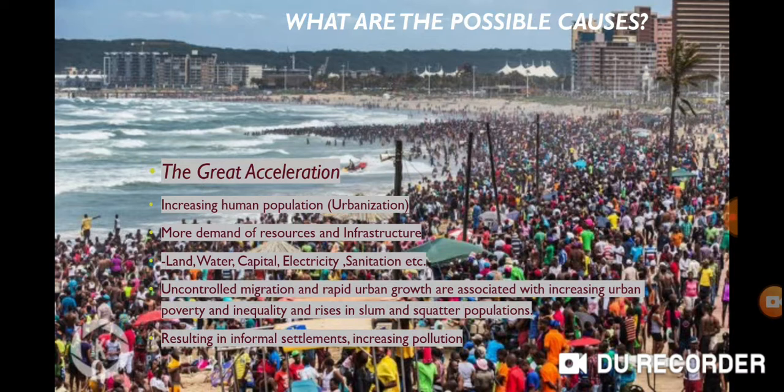It also leads to uncontrolled migration and rapid urban growth, which is associated with urban poverty and inequality, rises in slum and squatter populations, resulting in informal settlements and increasing population. As you can see, the background shows a picture of Durban in December. It shows that it is very overpopulated by humans.